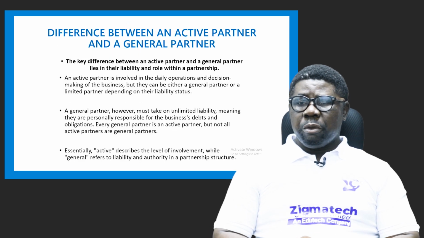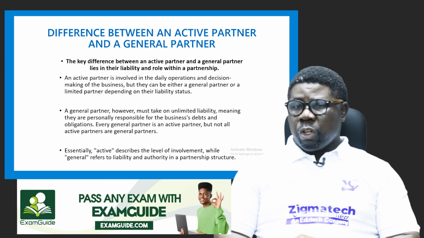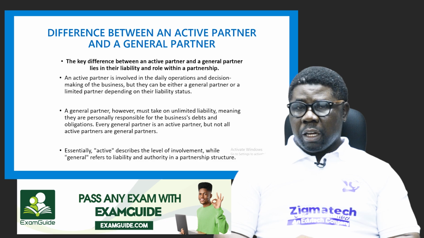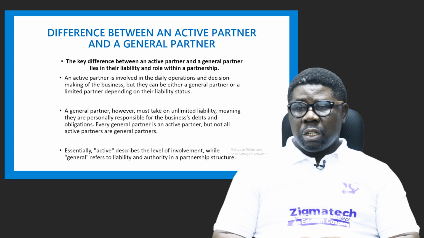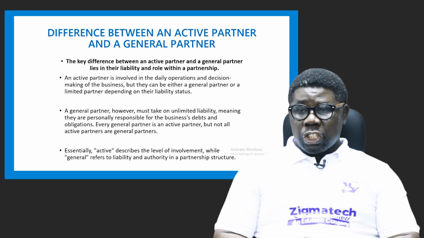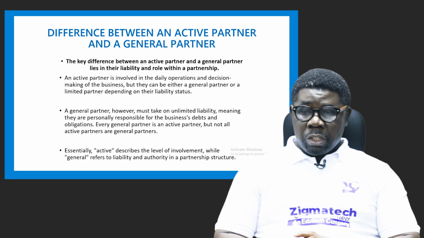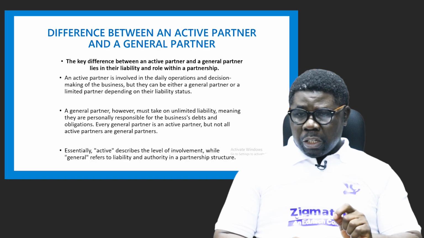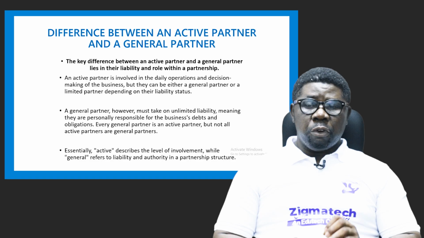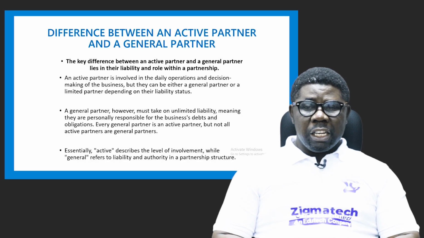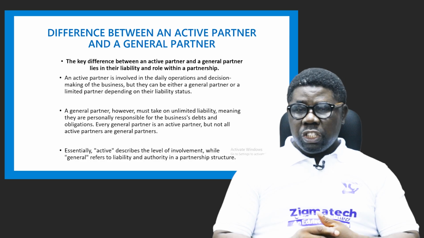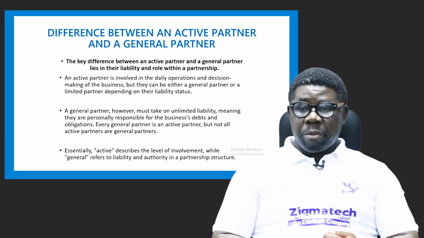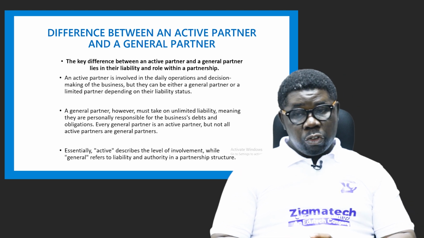So let's look at it. What's the difference between an active partner and a general partner, like I mentioned earlier? The key difference between the two lies in the liability and role within the partnership. An active partner is involved in the daily operations and decision making of the business, but they can be either a general partner or a limited partner, depending on their liability status. A general partner, however, must take on unlimited liability, meaning they are personally responsible for the business's debts and obligations. Every general partner is an active partner, but not all active partners are general partners. You understand? Essentially, active describes the level of involvement, while general refers to liability and authority in a partnership structure.